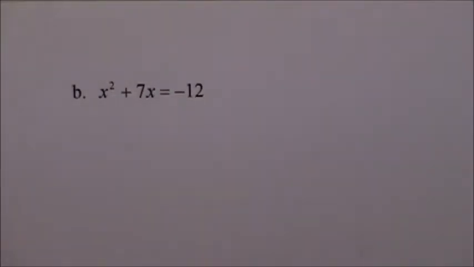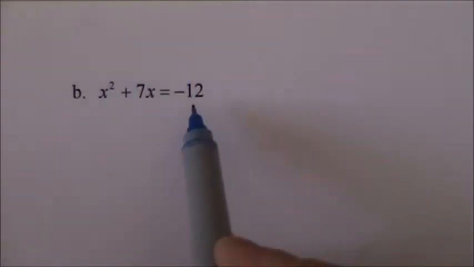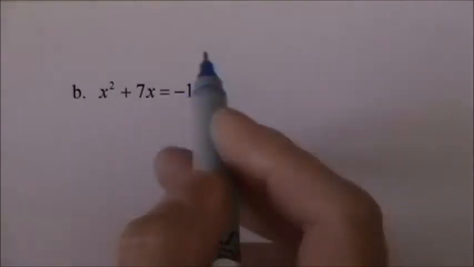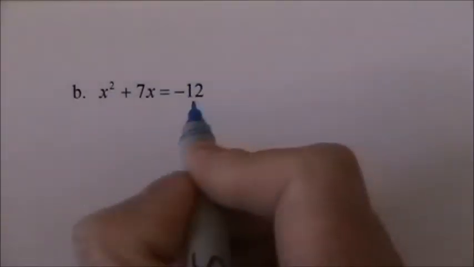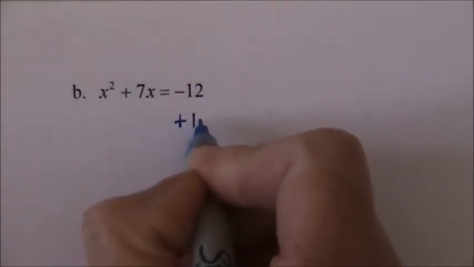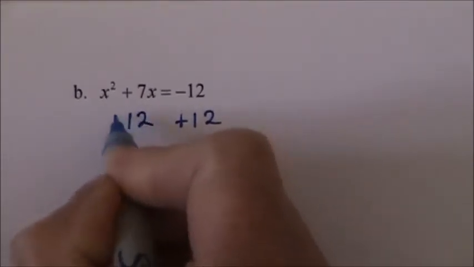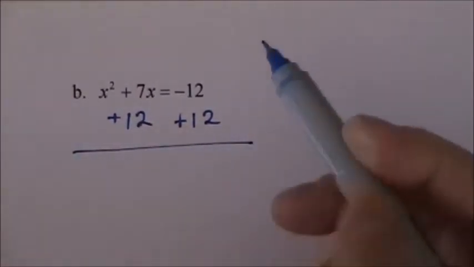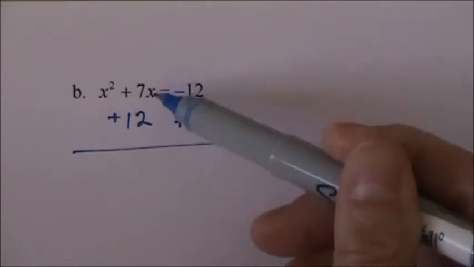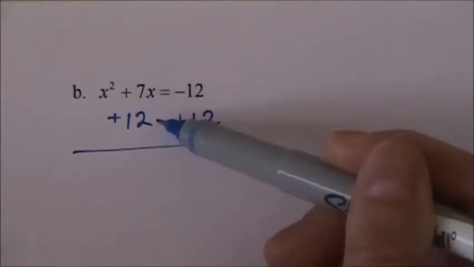In order for us to factor this, we need to have everything on one side, which means we need to move this negative 12 to the other side. Currently we are subtracting, so we're going to add 12 to both sides. As we go to do that, recall that the 7 and the 12 cannot be combined because one has an x and one does not.